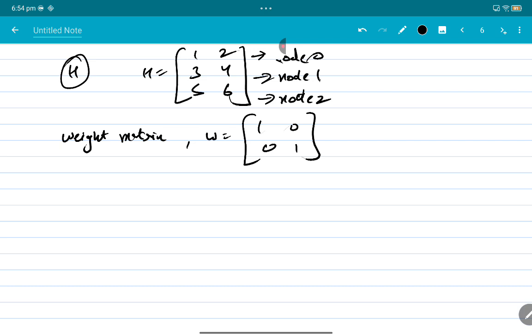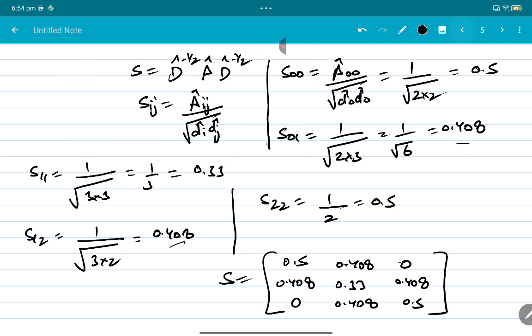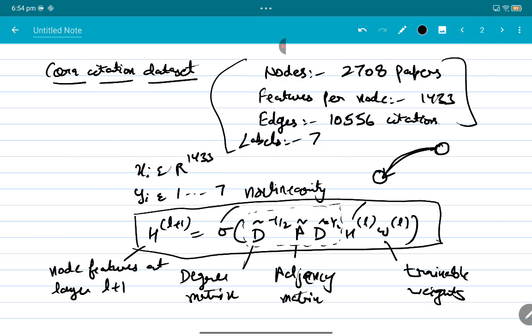Now our task has become very simple. The H matrix is usually given to us. In this case it is 2708 by 1433, and the W matrix is 1433 by 1433, because it is a weight matrix. And you can also simply compute the adjacency matrix, which is S, for this particular Cora citation dataset.